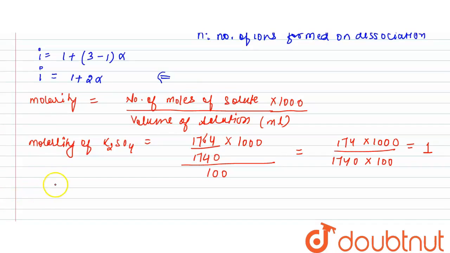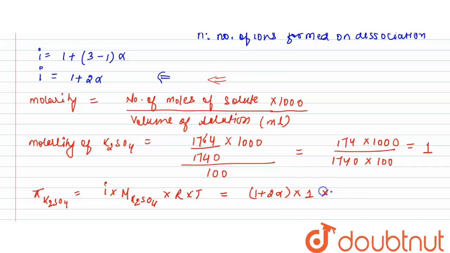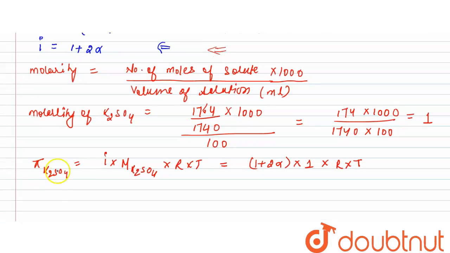Now what is the molarity? Now you can write that pi of K2SO4 is equal to i into molarity of K2SO4 into R into T. So what is i? i is 1 plus 2 alpha, we have calculated for K2SO4 here. And what is molarity? It is 1 into R into T, right? This is the value of pi of K2SO4.